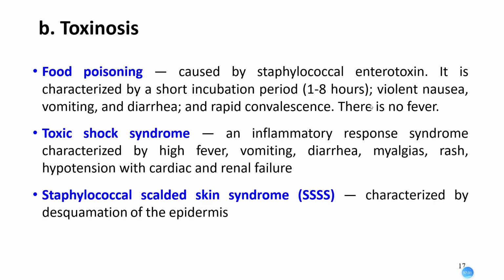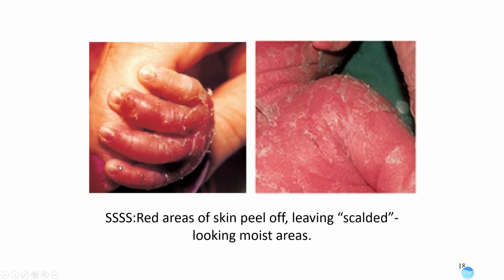So this is characterized by the separation of the epidermis layer from the dermis layer. Let me show you a picture of this syndrome. This is a syndrome due to this toxin. The newborn baby got infected by Staphylococcus, and the toxin can peel off the epidermis layer from the skin, leaving the scalded structure, looking like moist areas like this.